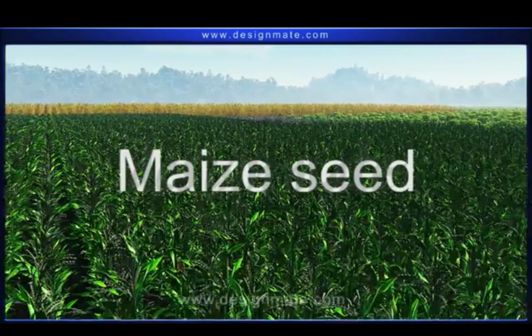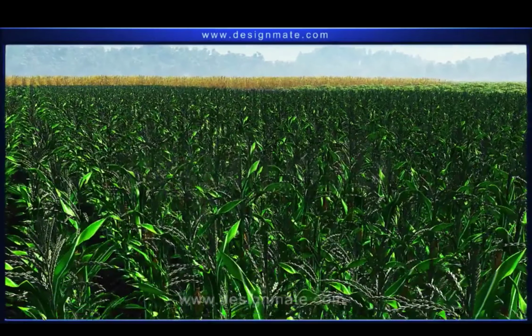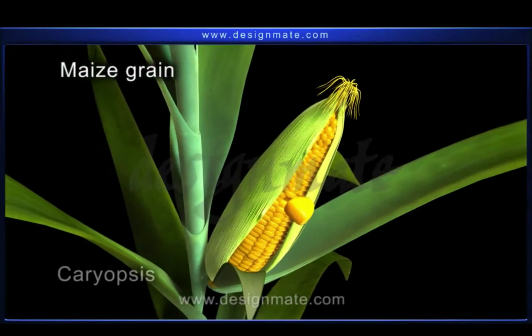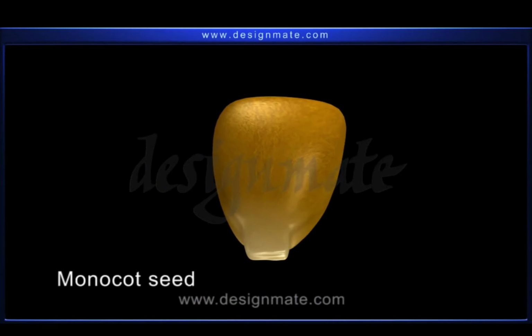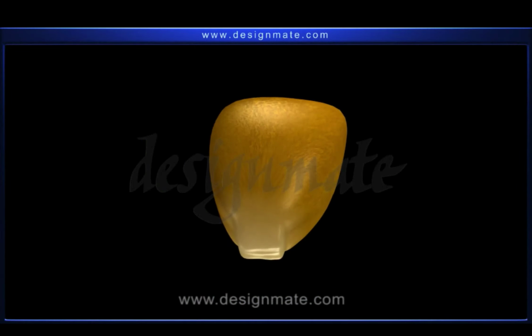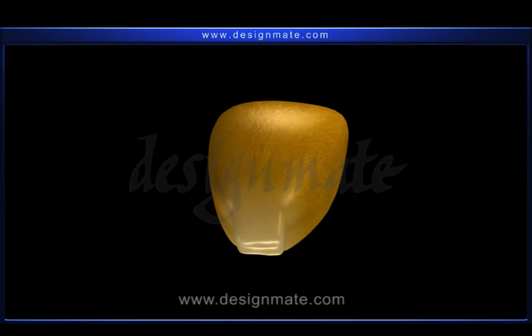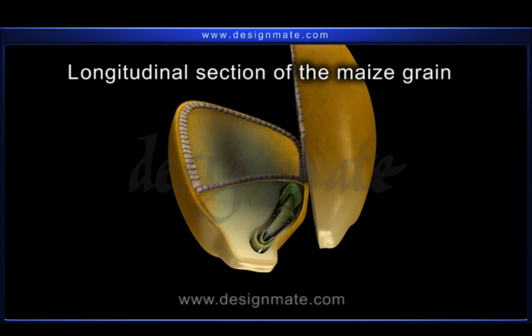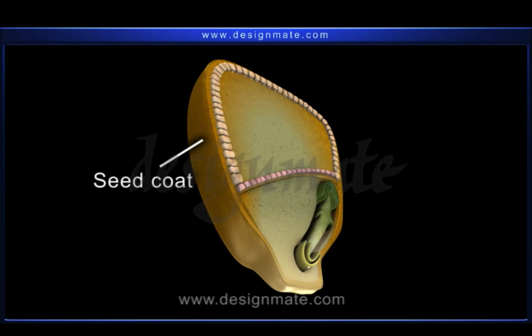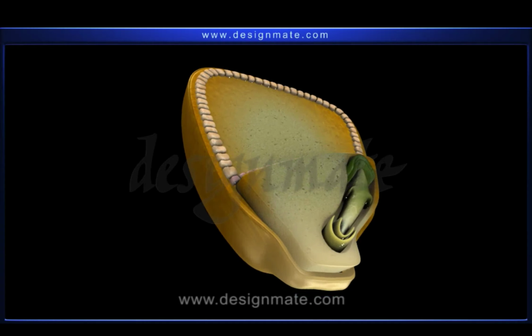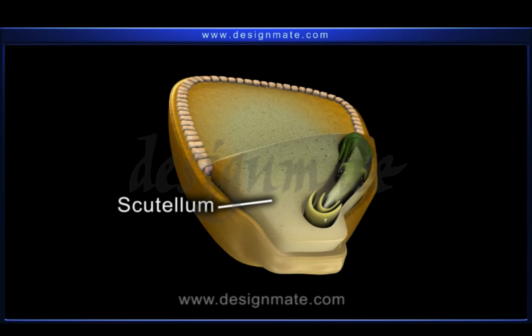Maize seed. The maize grain is a caryopsis type single-seeded dry fruit. It is a monocot seed with one cotyledon and has the endosperm for the nourishment of the embryo. A longitudinal section of the maize grain shows a seed coat and the single cotyledon known as scutellum.